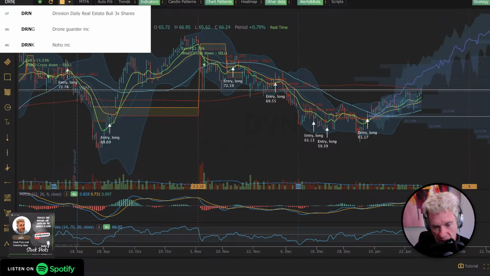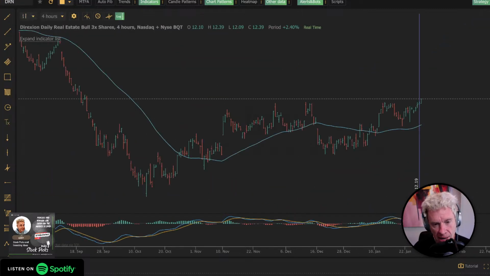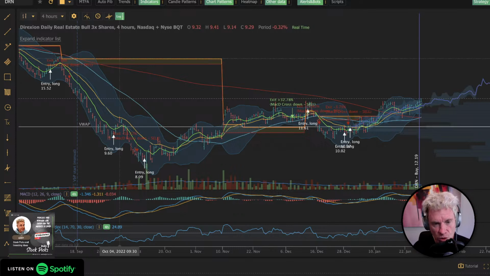I posted this one on our private Facebook group, $12.19 for DRN. This is the triple levered real estate bull. So we're expecting the real estate market to go up. This is a secondary cross-up. The $10 mark back here on December 29th was the time to buy because you're at $12.39. You've made 20%. Kudos to you. In a month, you've made 20% on this triple levered real estate. Even while real estate is considered going down, this one has gone up.